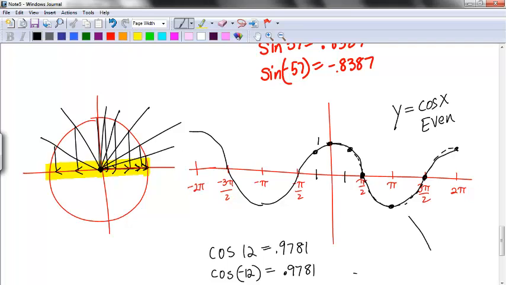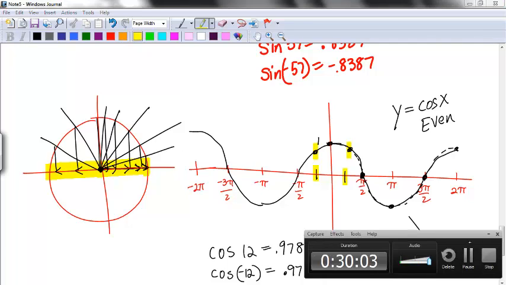If you look at this, if the x values are opposites, the y values are the same on cosine. No matter where you pick it, x values are opposites, y values are the same. So they're not trying to get you to use the calculator. Okay, I think we're about done.